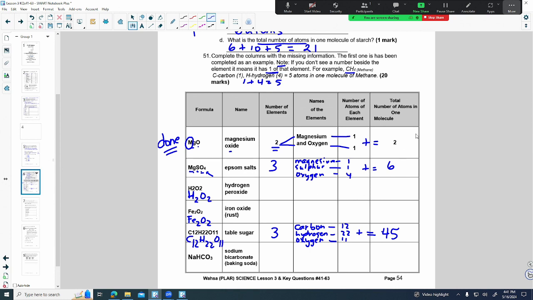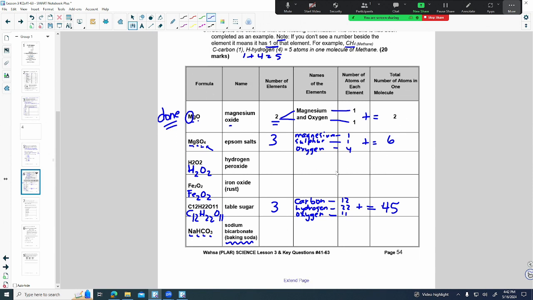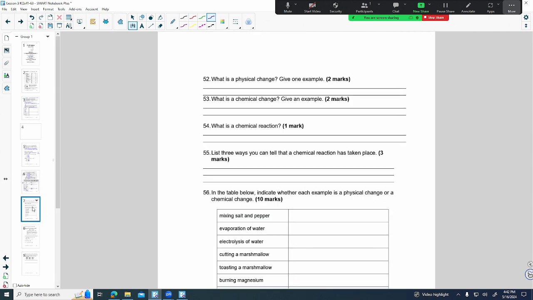And finally, this is also in your book, NaHCO3, sodium bicarbonate, also known as baking soda. So look at the number of elements, write out the names of the elements, number of atoms of each element, and then give the total number of atoms in one molecule of baking soda. So that one you shouldn't get wrong, or the iron oxide, because that is in your book. Okay, so that was key questions 51 and 52.